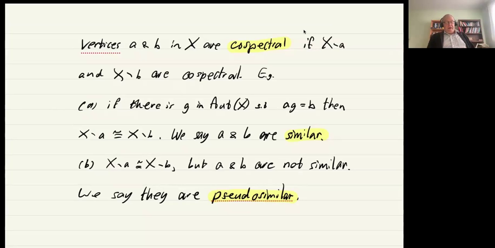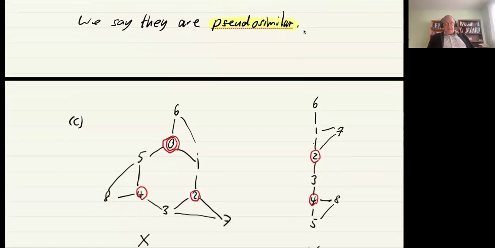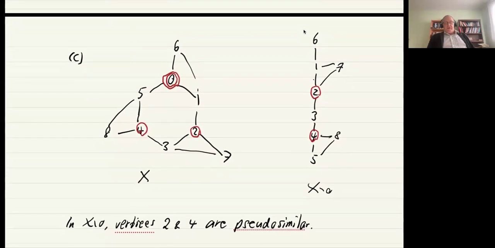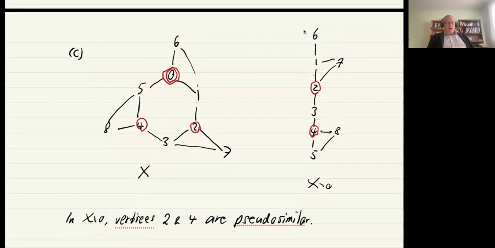Now, a slightly weaker condition is that if X drop A is isomorphic to X drop B, and we say they're pseudo-similar. So the assumption is they're not similar, but the vertex-deleted graphs are isomorphic, we call them pseudo-similar, and these things are still cospectral, obviously. Okay, now you may think, well, surely there aren't any examples of things like this. On the next slide, this is a construction due to some chemists a long while ago.